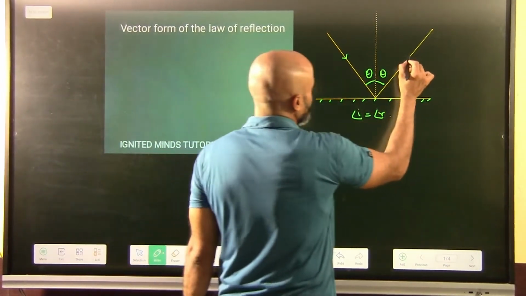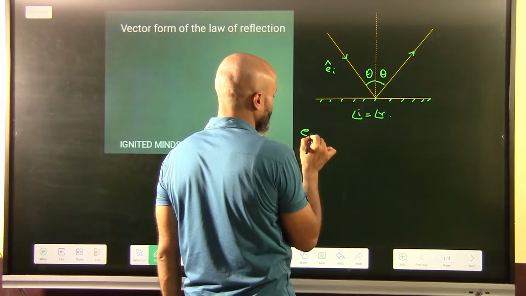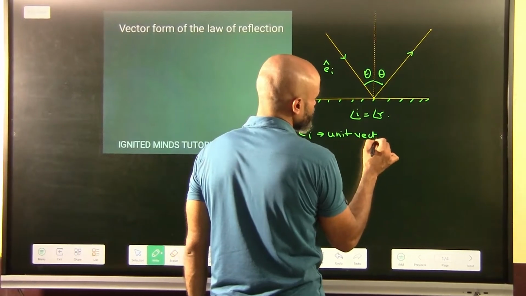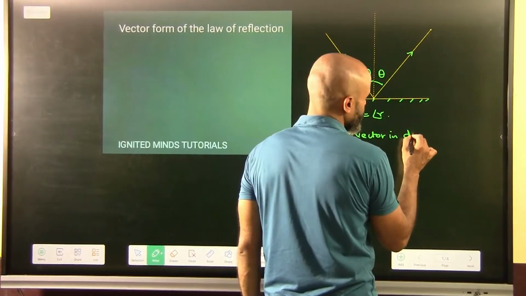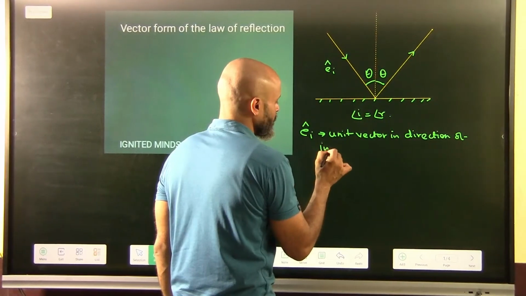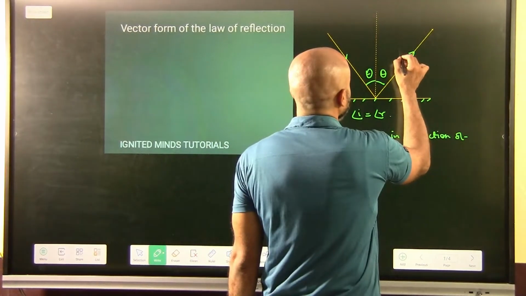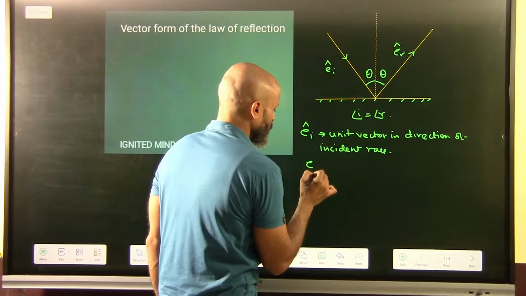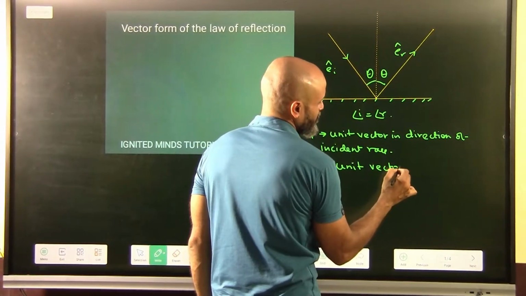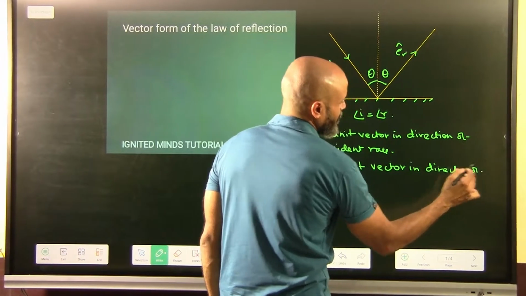Now let's say this is the unit vector in the direction of the incident ray, and simultaneously let's say this is the unit vector in the direction of the reflected ray.